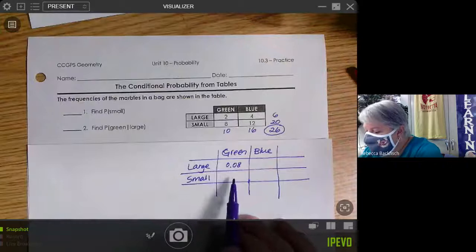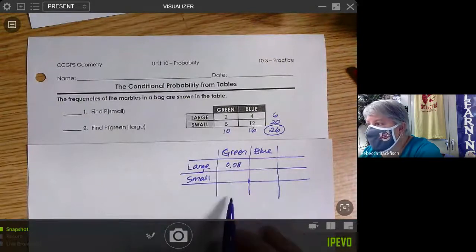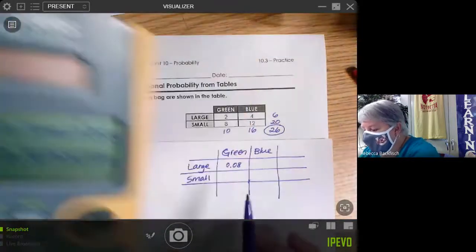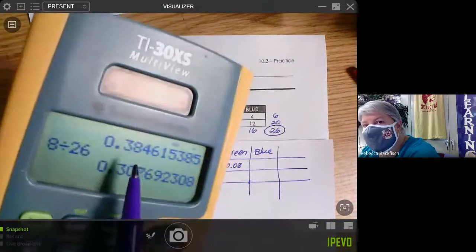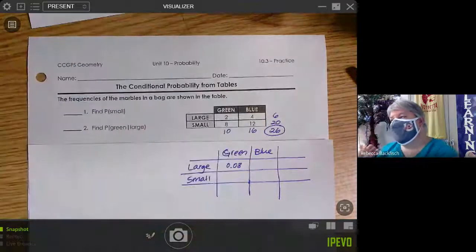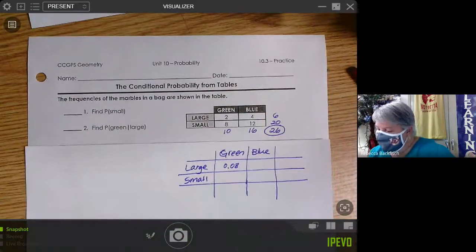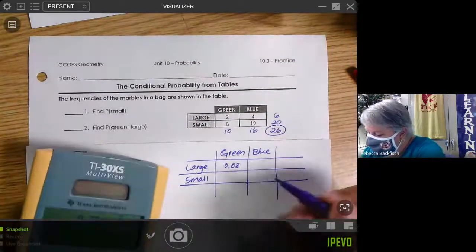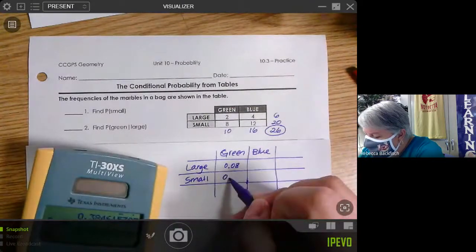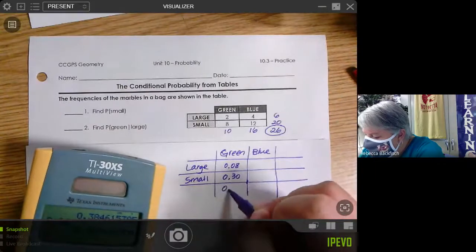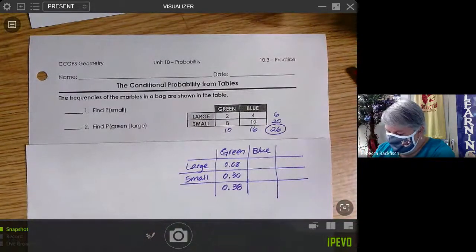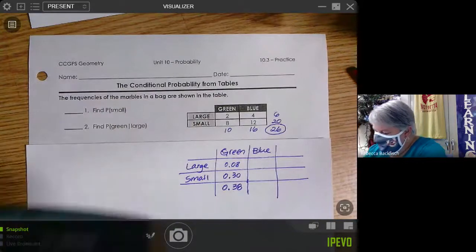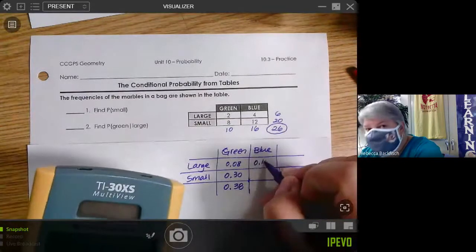But if I added 0.31 and 0.08, I would get 0.39. 10 out of 26 is not 0.39, it's 0.38. So sometimes you have to tweak these just a little bit because of rounding. Okay, so I think I would say probably instead of 0.31 here, I'm going to leave it as 0.30, and that way I've got 0.38 here. Then 4 out of 26 is 0.15.